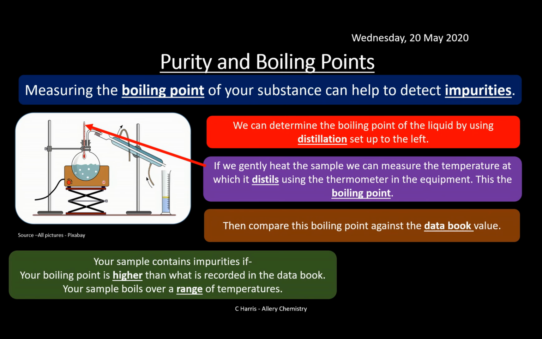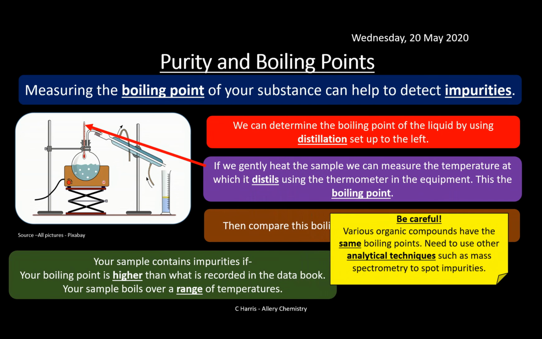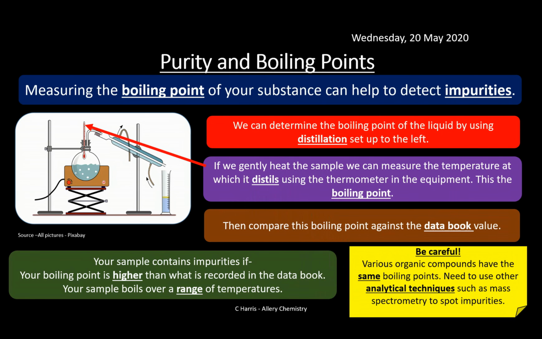So in other words, if it boils really sharply, at a very specific boiling point, then you've got a pure product. If it's boiling over a range of different temperatures, then you've got some impurities in there. It's not a pure product. What we've got to be really careful of though, okay, is that various organic compounds actually have the same boiling point. So it's not an exact science for this one.